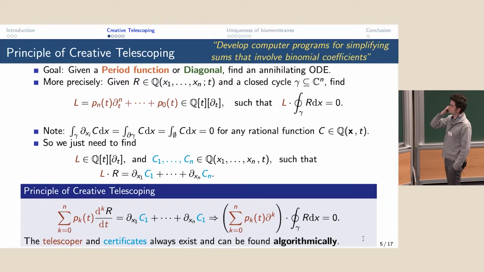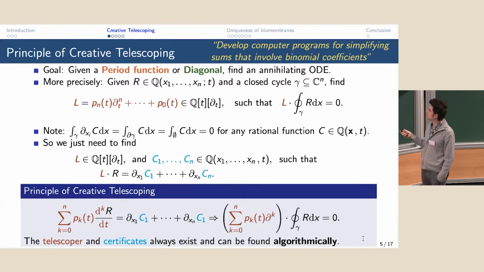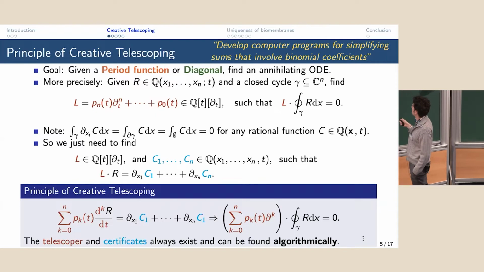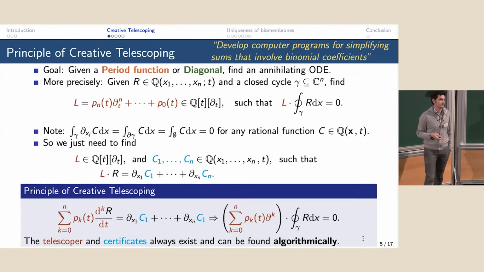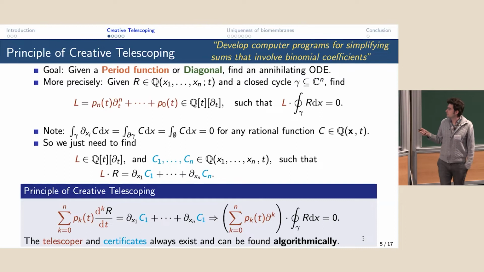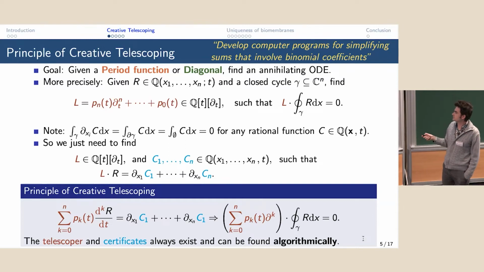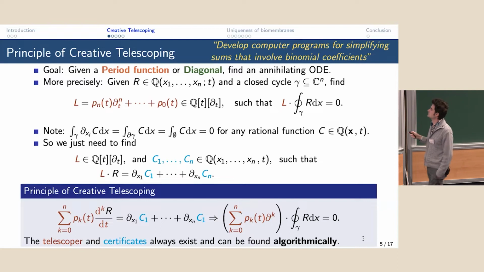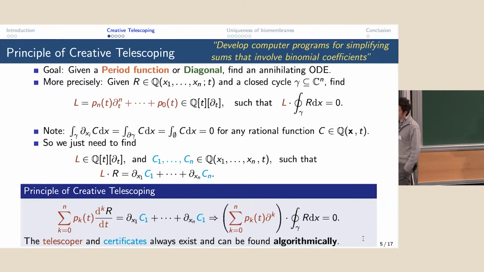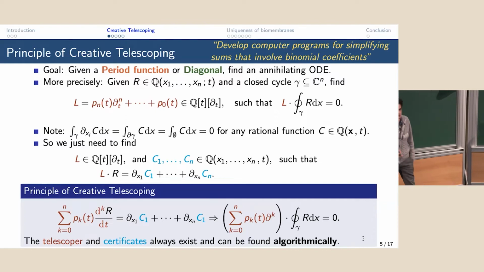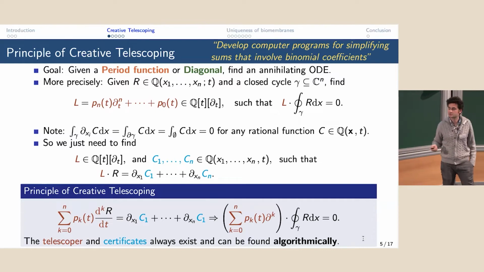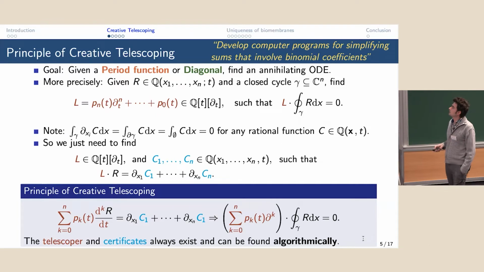So this somehow summarizes the principle that if we can find such an operator that produces the sum of derivatives, then we will have found an operator for the integral. And another main point is that this telescoper and the certificates always exist for this case of integrating rational functions, and they can be found algorithmically and very efficiently, or quite efficiently in practice on many examples, as we'll see.